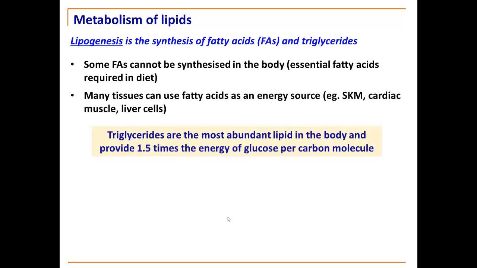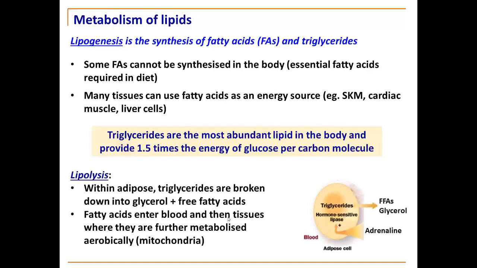And our triglycerides, they're by far the most abundant lipid in our body. They provide 1.5 times the energy of glucose per carbon molecule. Okay, so per carbon, they produce about 1.5 times more energy. So they're very energy efficient molecules to have. They're high density, long term energy storage molecules. And so that's lipogenesis. And of course, lipolysis is breaking it down.